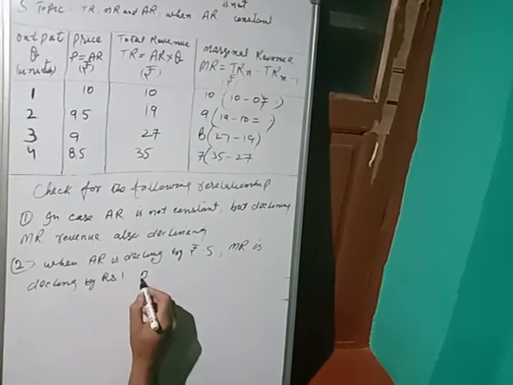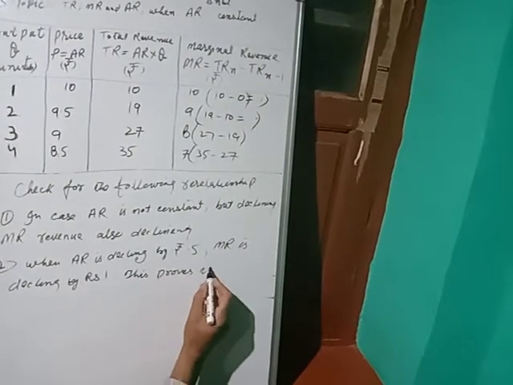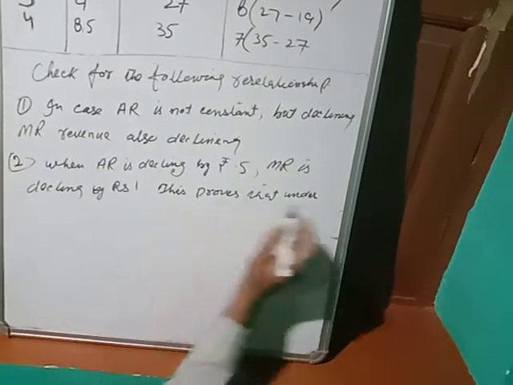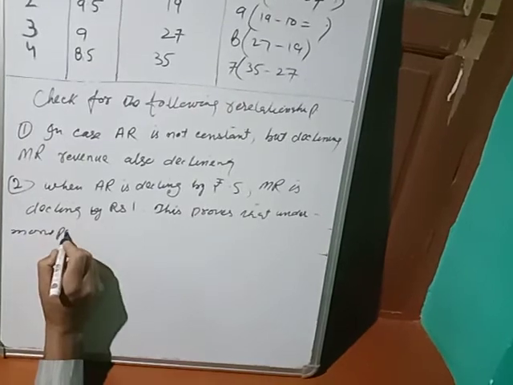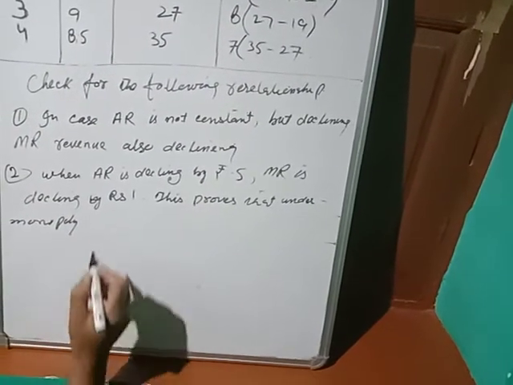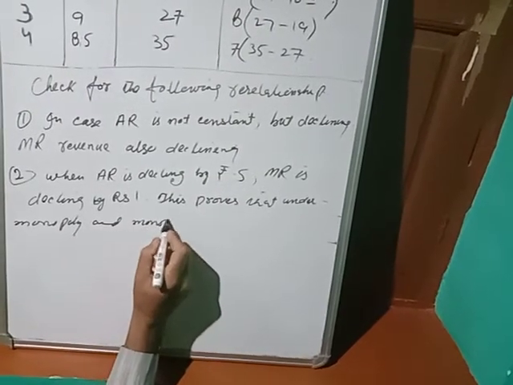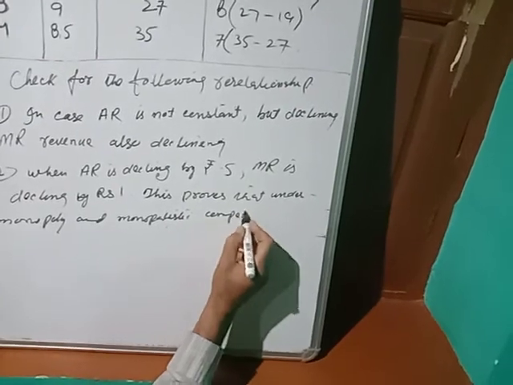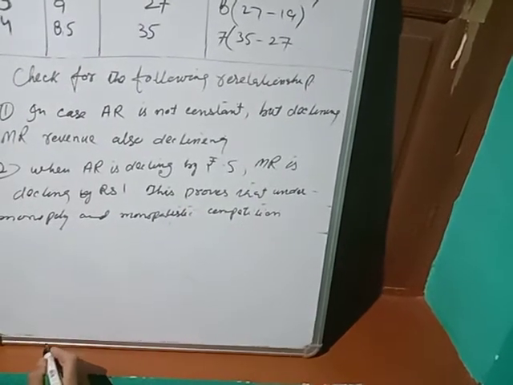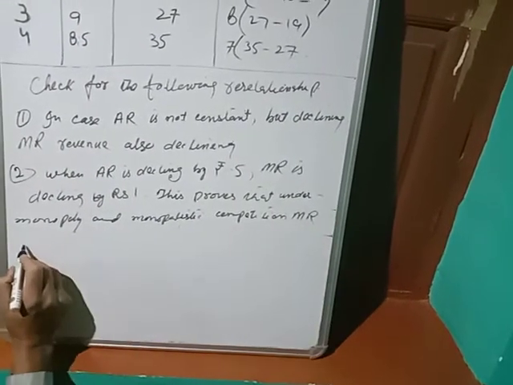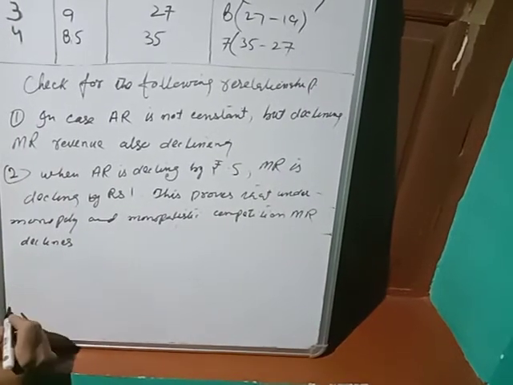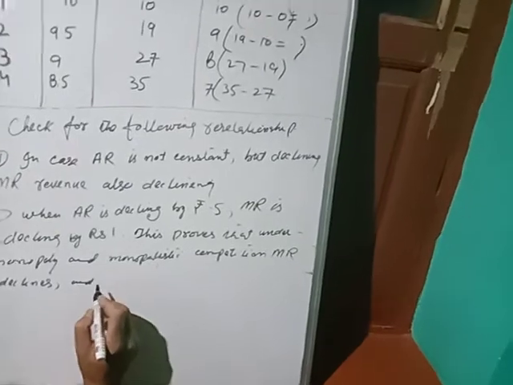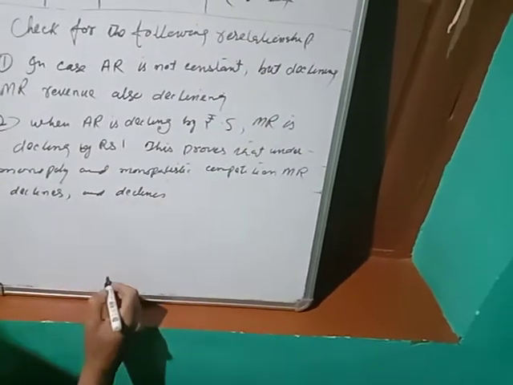This proves that under monopoly and monopolistic competition, MR declines faster than AR.